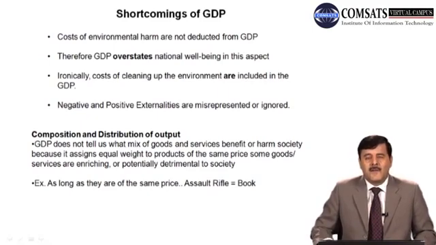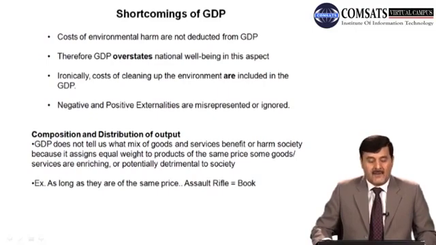Now we'll try to discuss further shortcomings of GDP. Continue with this topic, composition and distribution of output. GDP does not tell us what mix of goods and services benefit or harm a society, because it assigns equal weight to products of the same price. Some goods or services are enriching or potentially detrimental to society. For example, हम बात करें a rifle is equal to a book, right?